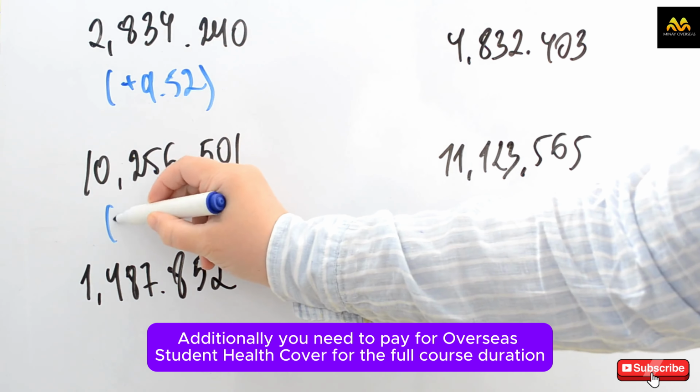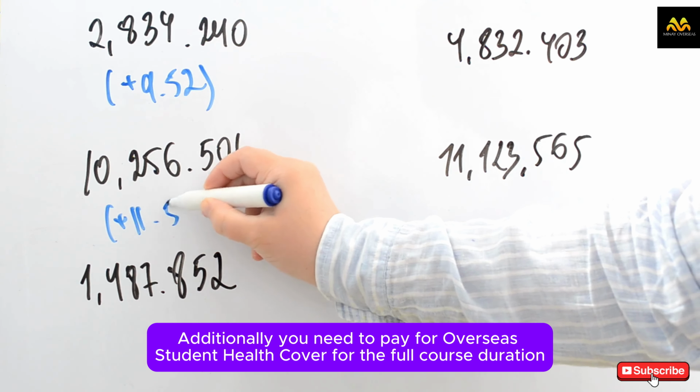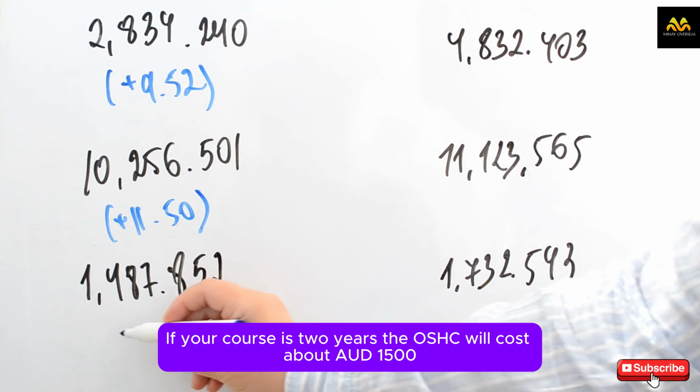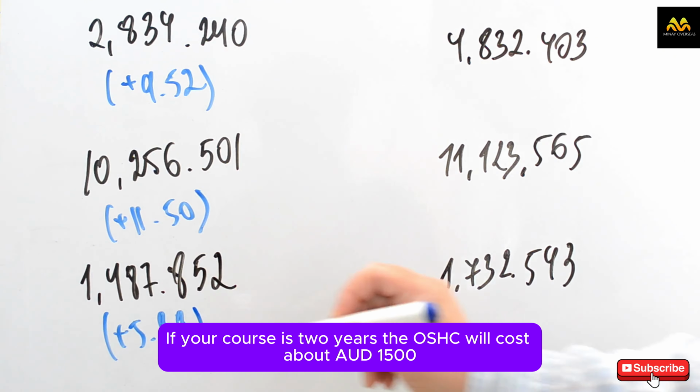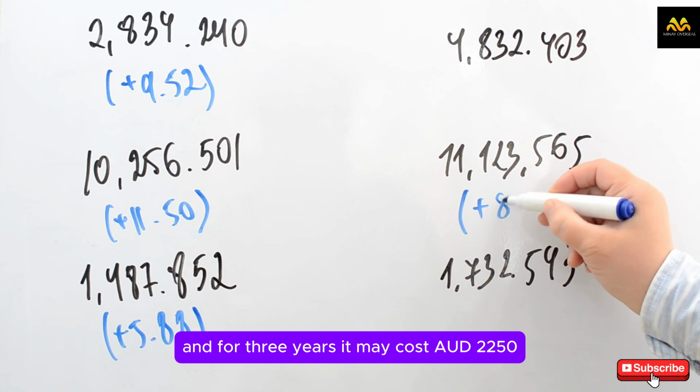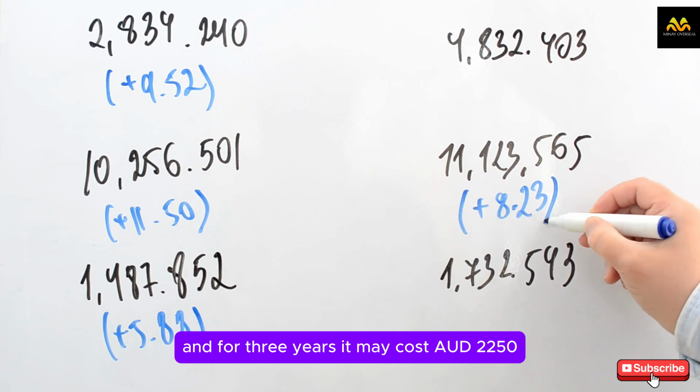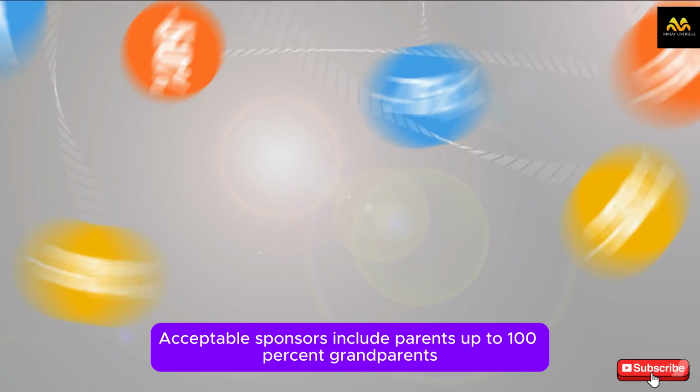Additionally, you need to pay for overseas student health cover for the full course duration. If your course is 2 years, the OSHC will cost about AUD 1,504. For 3 years, it may cost around AUD 2,050.